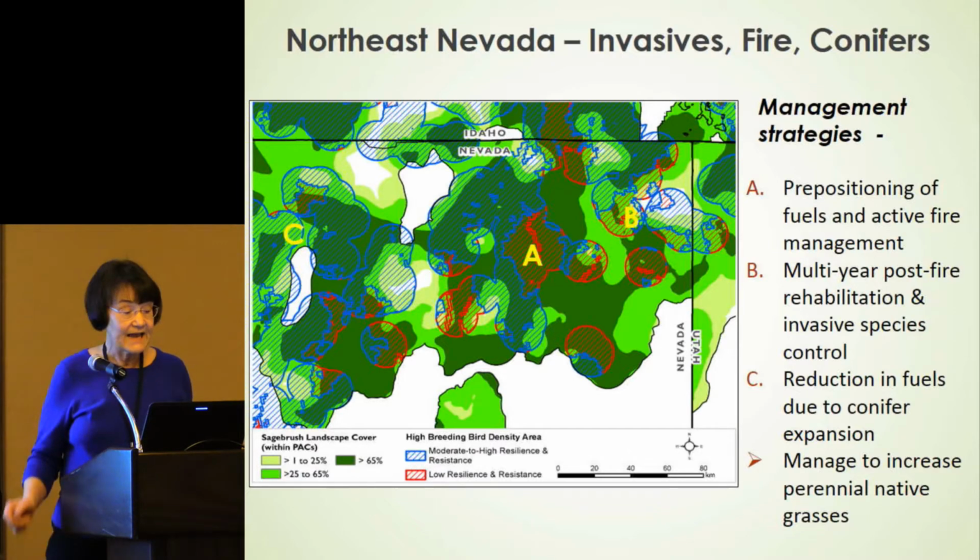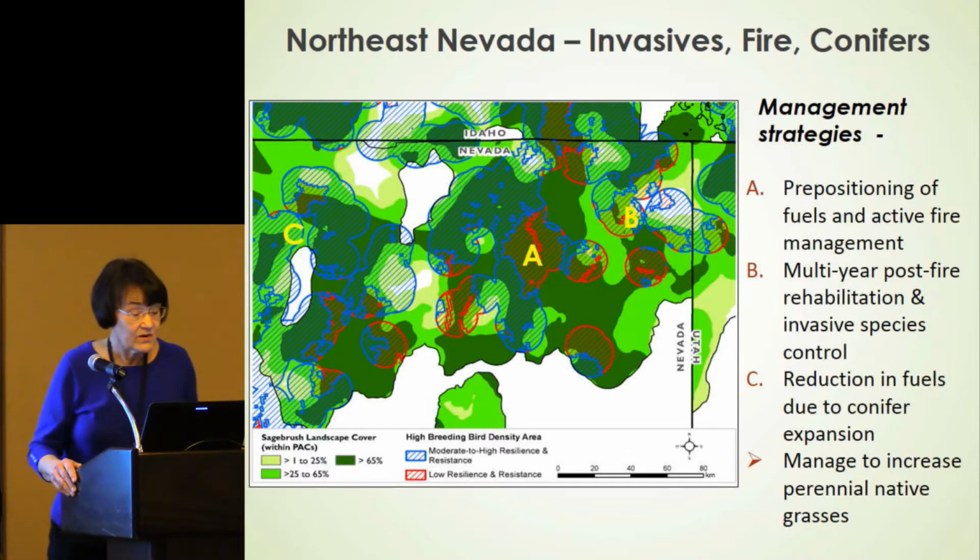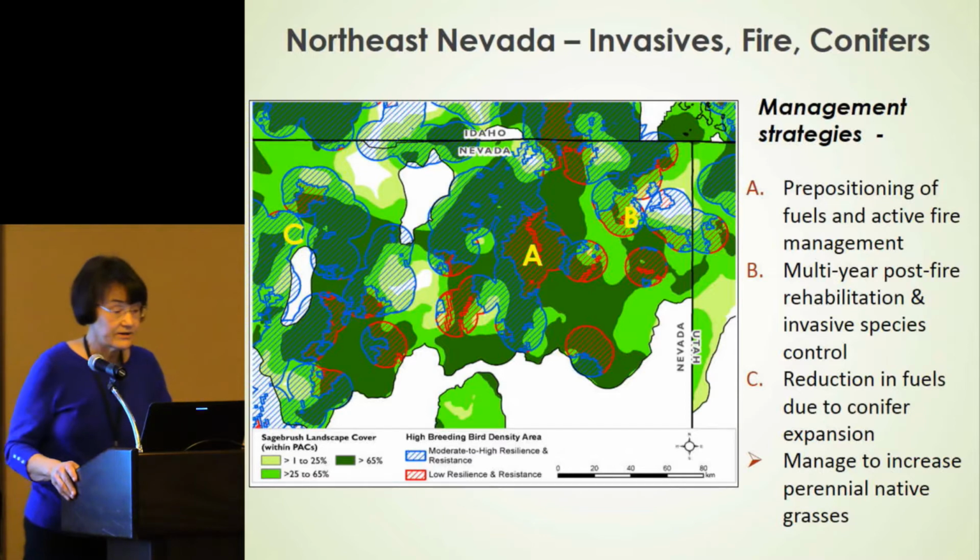And just to run through an example or two of how this works, if you look first at A, here we see that this is an area with high sagebrush landscape cover, but low resilience and resistance, but still supports high breeding bird densities. This particular area is one where we may want to consider pre-positioning of fuels and active fire management over the longer term.